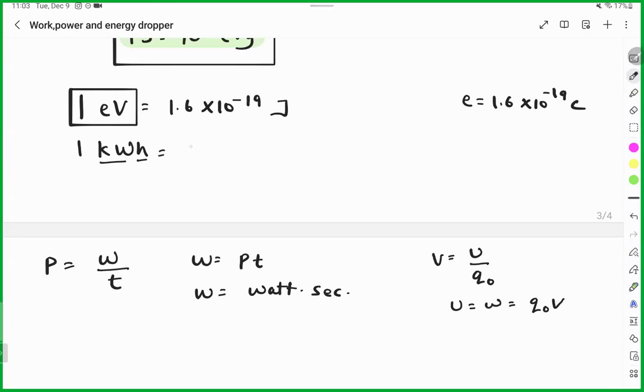1 kilowatt is equal to 1000 watt, right? And 1 hour is equal to 3600 second. Now you can convert, correct? So it will be equal to 36 into 10 raised to power 5 joule. Don't try to memorize the number that 1 kilowatt hour is equal to this. Just focus on how to convert kilowatt into watt, and how to convert hour into second. Right?